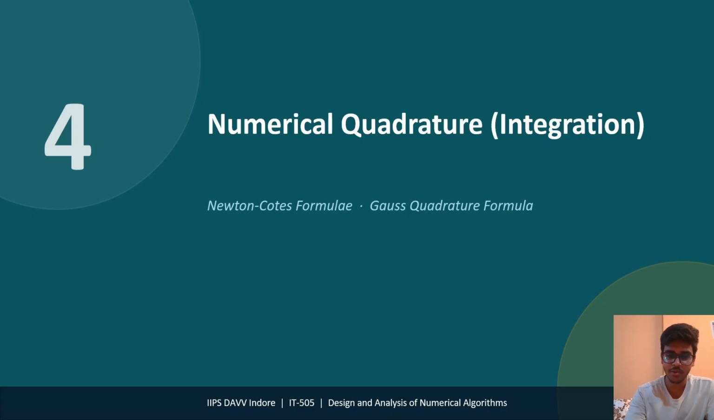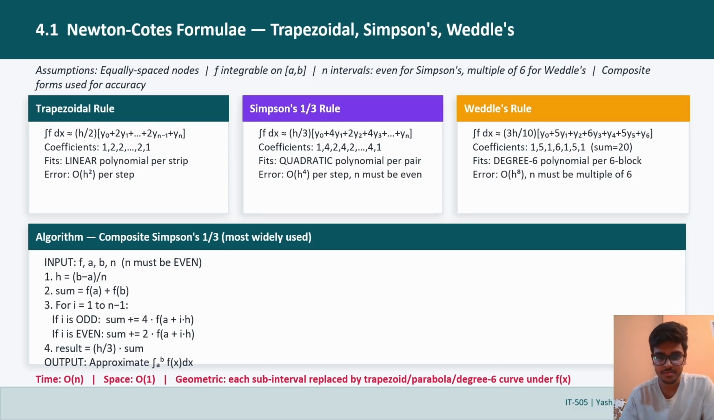Section 4, which is numerical quadrature, integration. Here we have Newton-Cotes formula. Our assumptions: equally spaced nodes with step h. F is integrable on the interval from a to b. For Simpson's rule, the number of intervals n must be even. For Weddle's rule, n must be a multiple of 6.